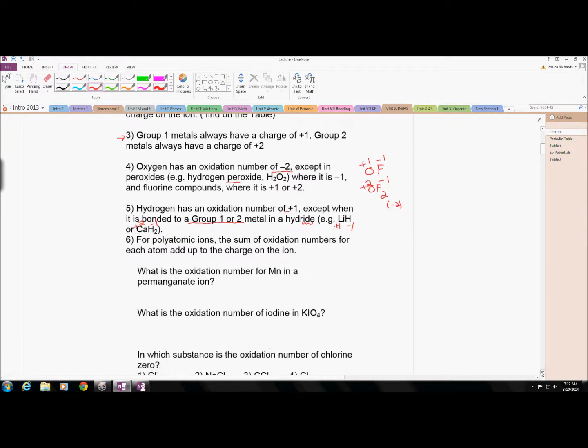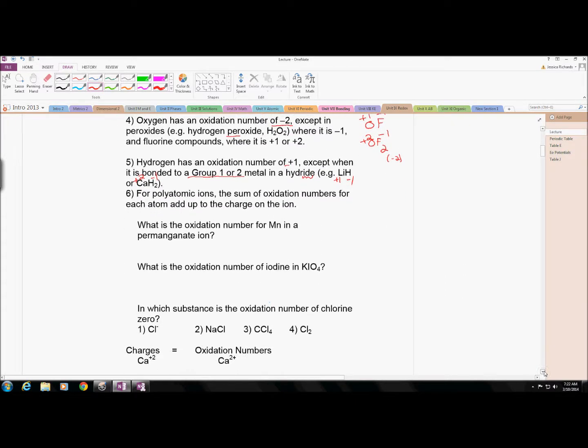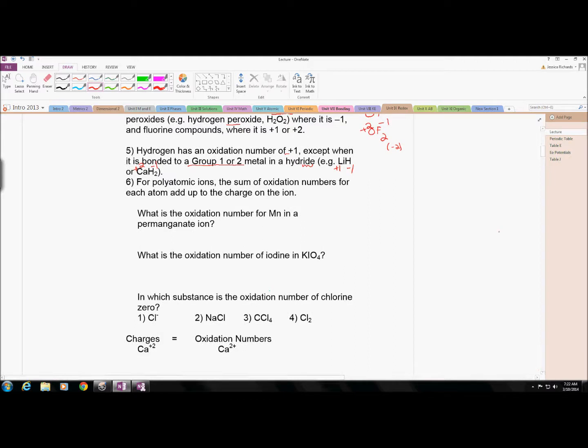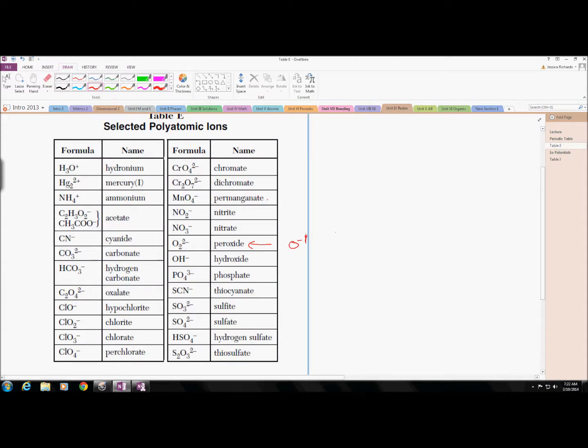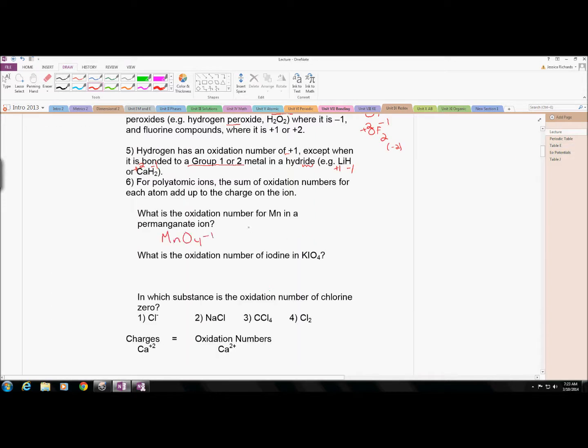When you have a polyatomic ion, the sum of all of the oxidation states in your polyatomic ion will equal the charge of the ion. If they want to know the oxidation number for manganese in permanganate, your first step is to find out what permanganate is. Referencing Table E, we find permanganate, MnO4 -1, and we look at the parts. There's 1 manganese and there are 4 oxygens. My overall charge has to be -1. I don't know the charge for manganese.